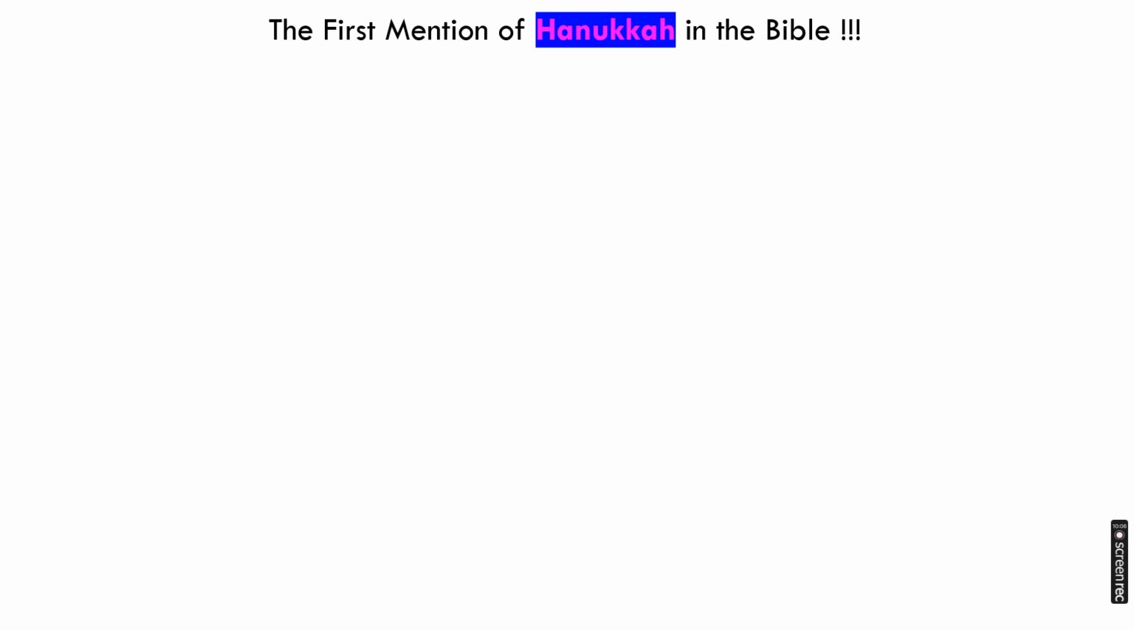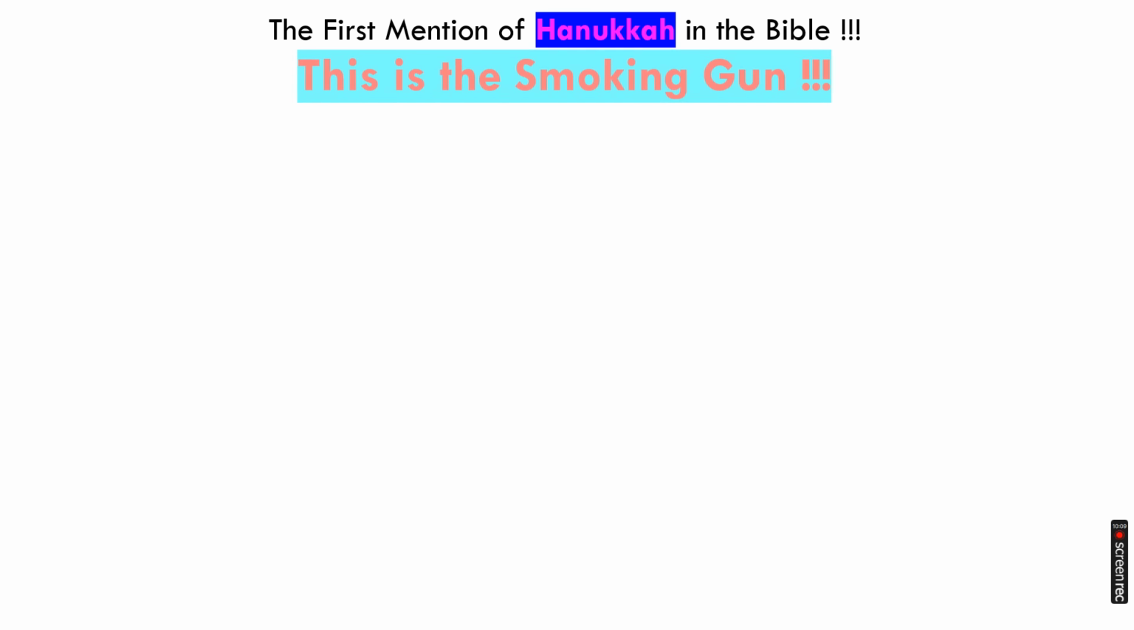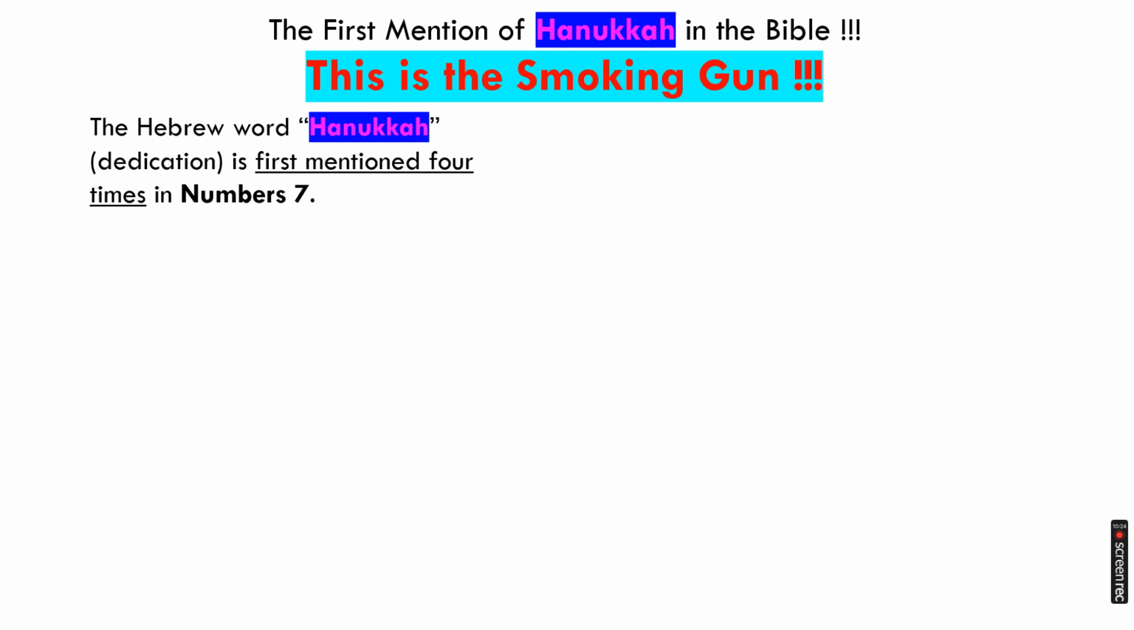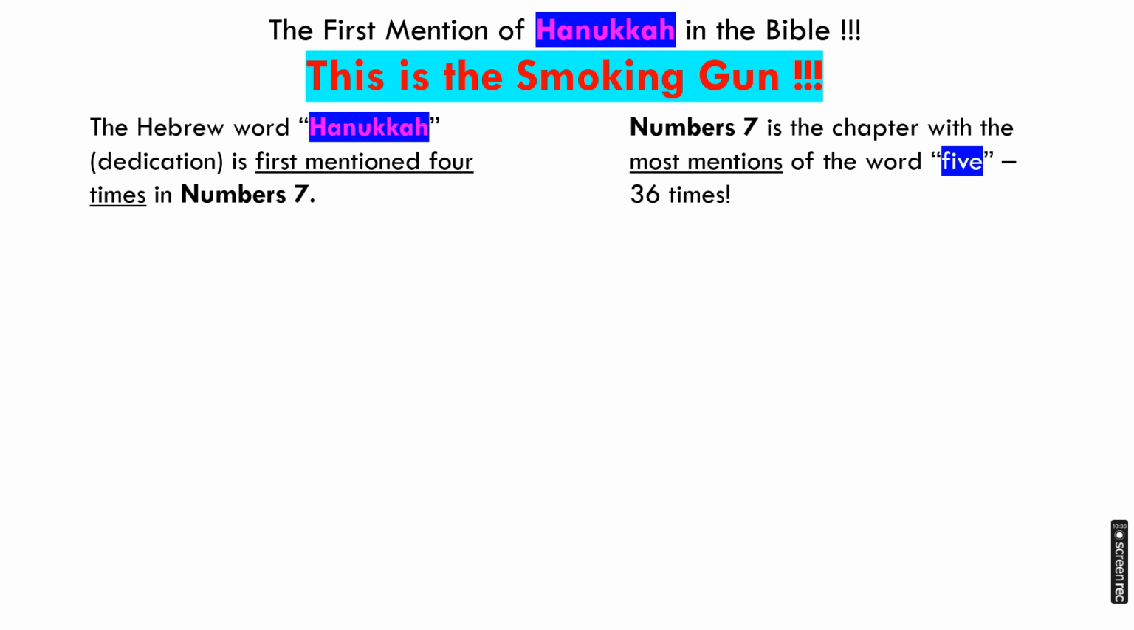The first mention of Hanukkah in the Bible is the smoking gun. The Hebrew word Hanukkah, which means dedication, first appears 4 times in Numbers chapter 7, the chapter that records the sanctification and dedication of the tabernacle, exactly the Maccabean Hanukkah parallel. Significantly, this chapter is second to none, with 36 mentions of the word 5. The total value of 36 times 5 is 180, pointing to the standard total of Jesus, which is 1008.